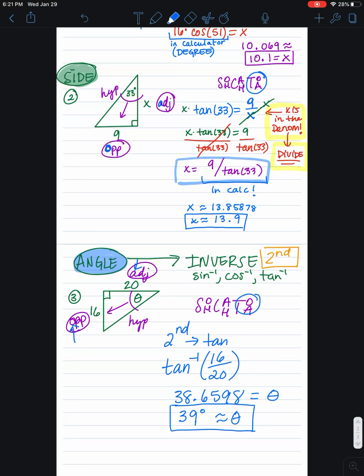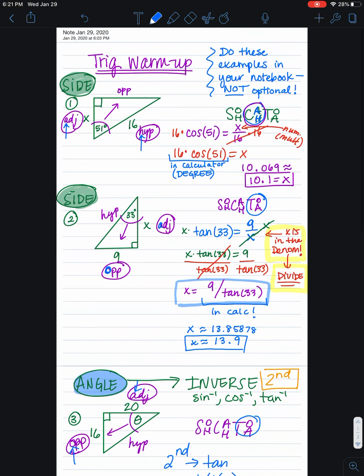So you need to make sure when you're doing your homework and on the quiz next class that you figure out, am I solving for a side or an angle? And don't forget with the sides, if the x is in the numerator, you multiply. If the x is in the denominator, you divide.